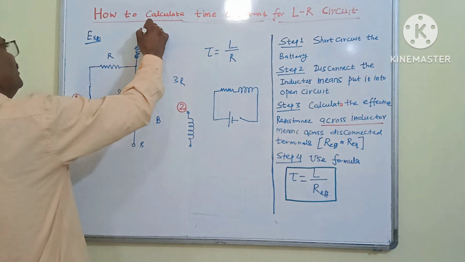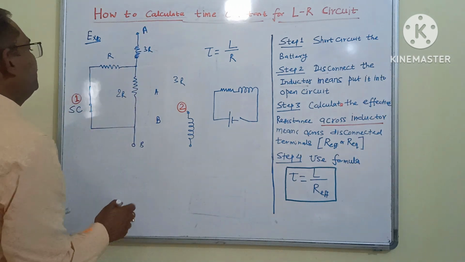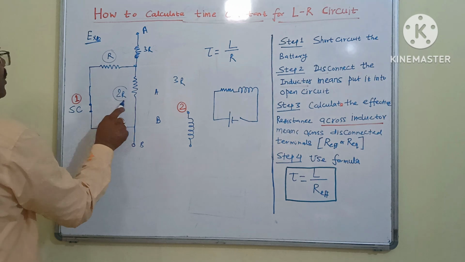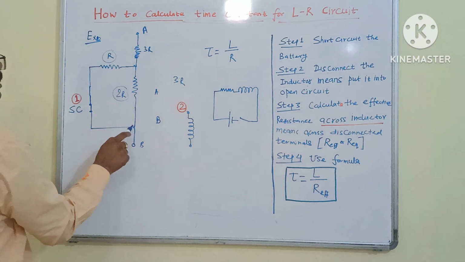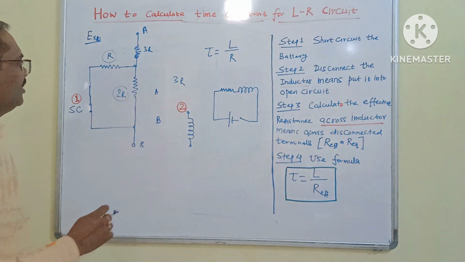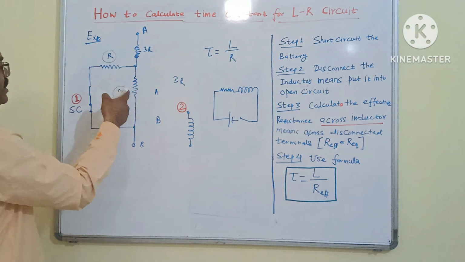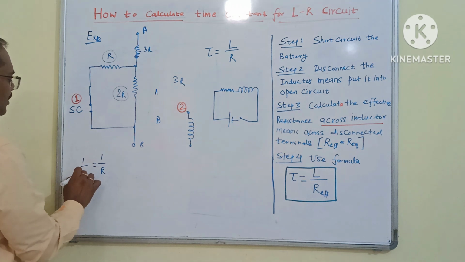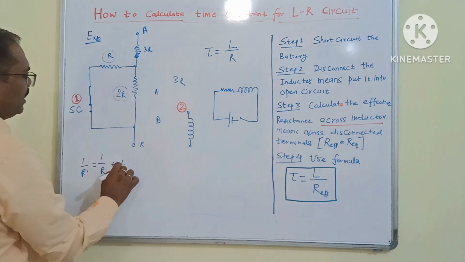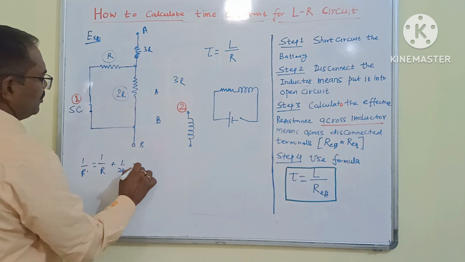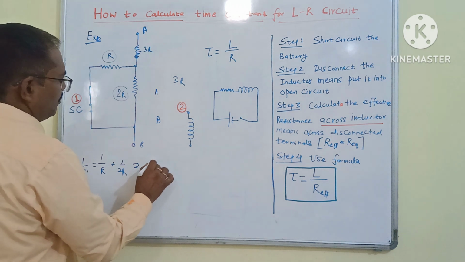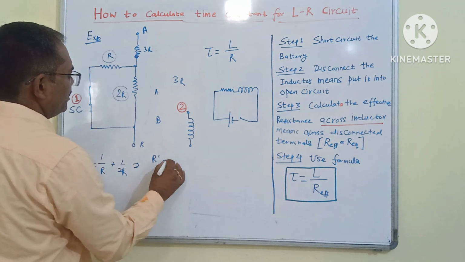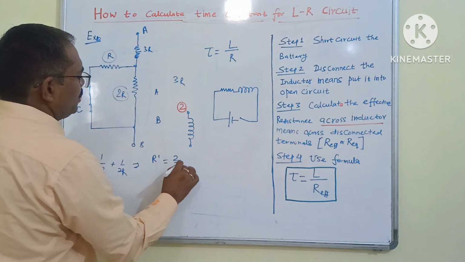Now the resistance between A and B will be: the resistances having values R and 2R are in parallel. These are connected at this point, so these are parallel. If I solve the parallel combination of R and 2R, say it is R dash, then 1 over R dash equals 1 over R plus 1 over 2R. So effectively R dash, the equivalent for these two resistors, comes out to be 2 by 3 of R.